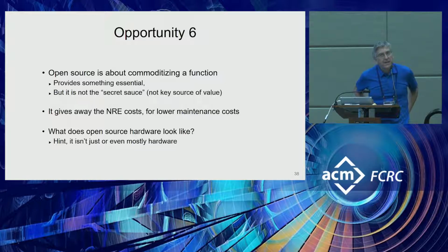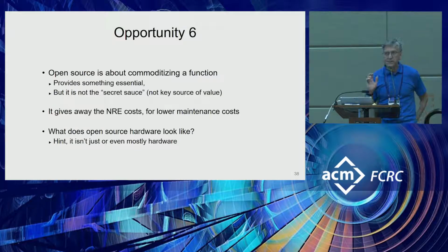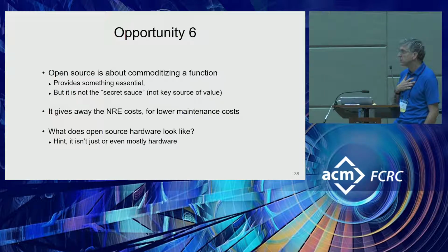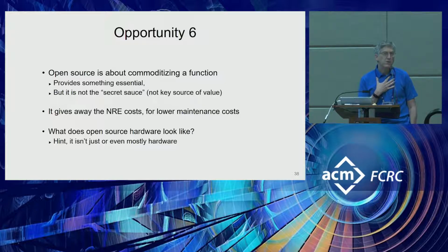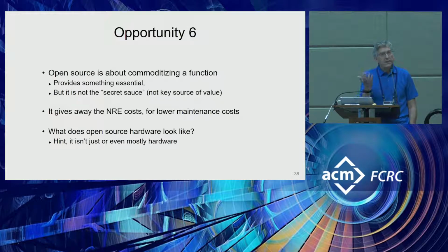The next opportunity is about open source. Lots of people have talked about open source in various different ways; this is my particular take. I think open source is really about commoditization of a function. When you open source something, what you're really saying is I am giving away the NRE costs. And why am I doing that?